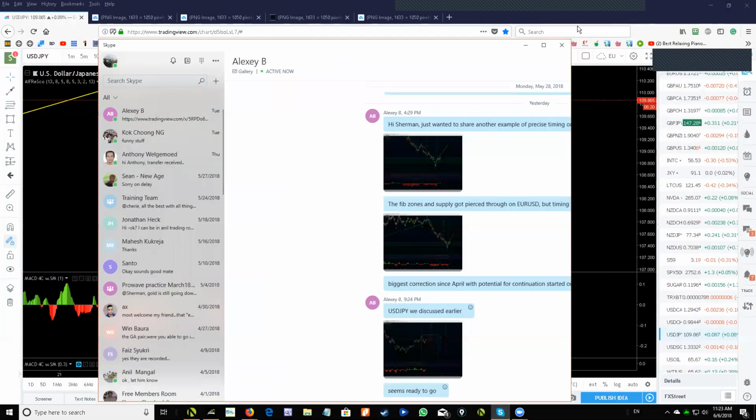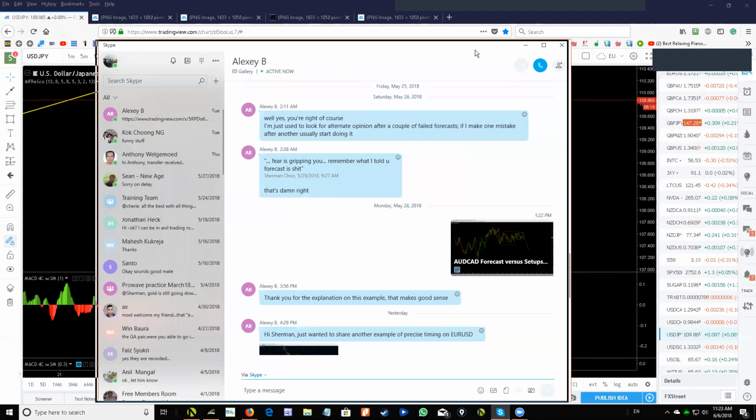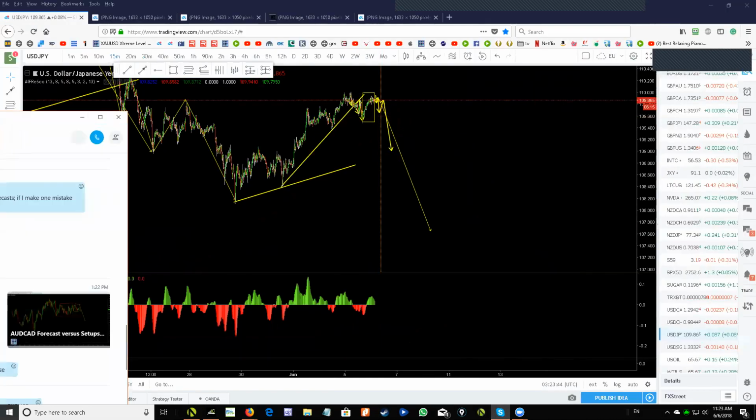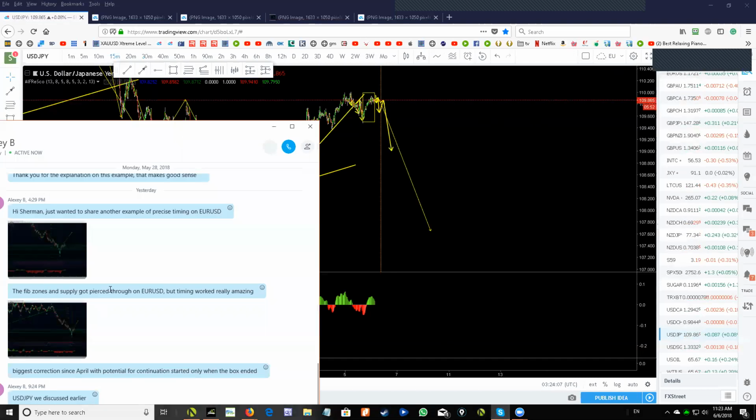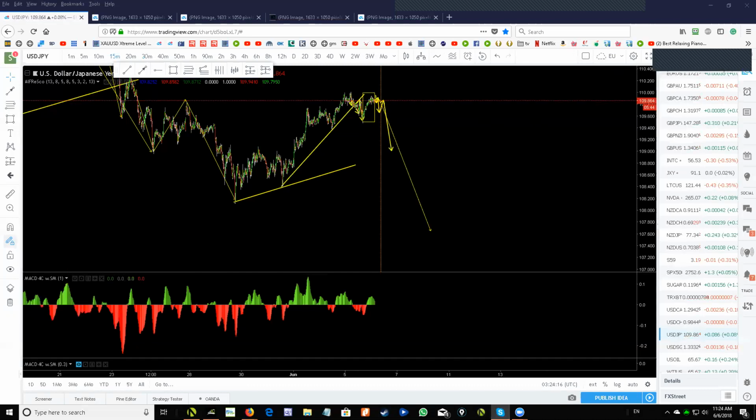Let me see what other traders are doing right now. Other traders who are doing time factor, let's see what they're doing. Mr. A says he wants to share another example of precise timing on euro dollar. He said that the FIP zones and supply got pierced through, but timing worked really amazing. Mr. A didn't use time factor before, but now he's a time factor trader. So let's see what he did here.